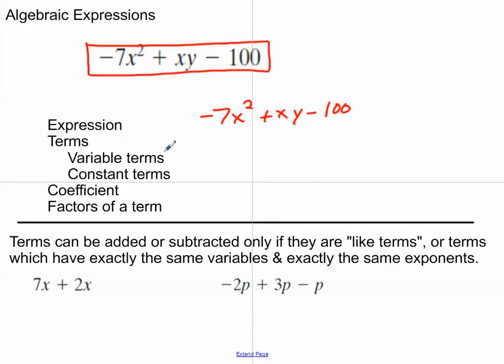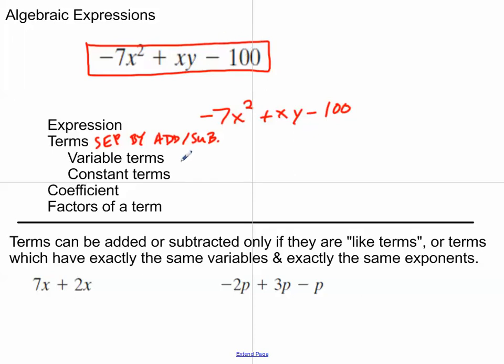What are the terms in this expression? An expression is made up of terms. Terms are separated by addition and subtraction. So, what are the terms? We've got variable terms, we've got constant terms. We've actually got three different terms. Here's one term, negative 7x squared. The other term is plus xy. The third term is minus 100.